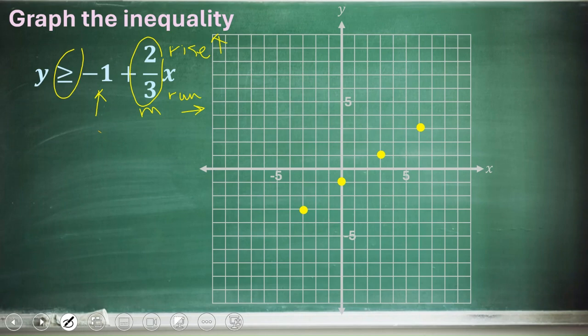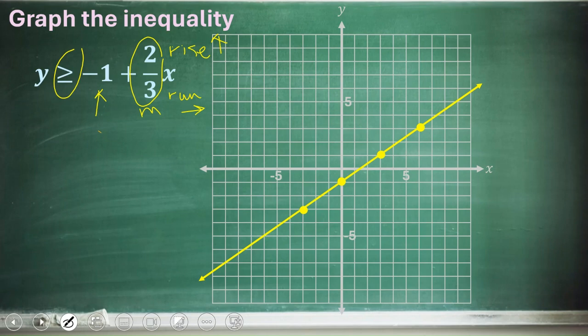All right, now, because our inequality has an "or equal to," so greater than or equal to part, we connect all of these points with a solid line. So it's different if there's not an "or equal to." So solid line, just like we would if we were graphing an equation.